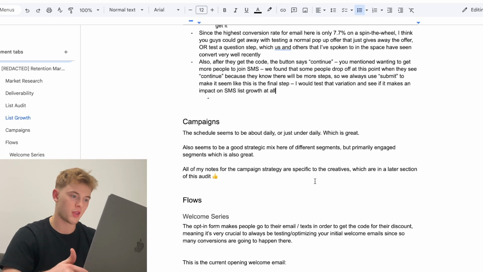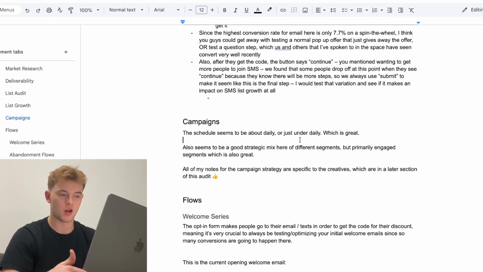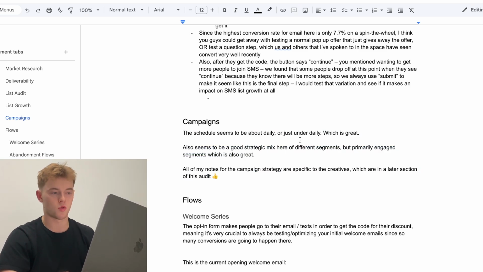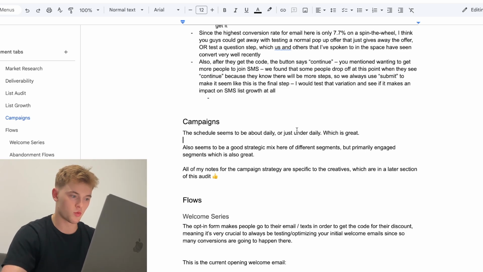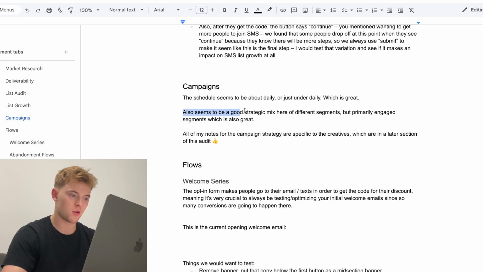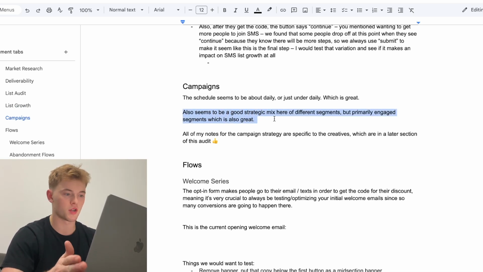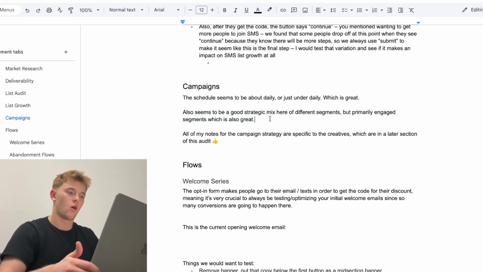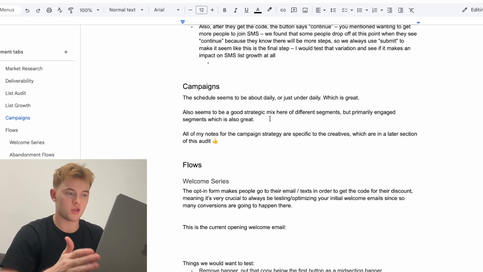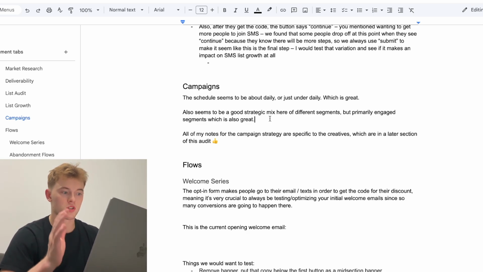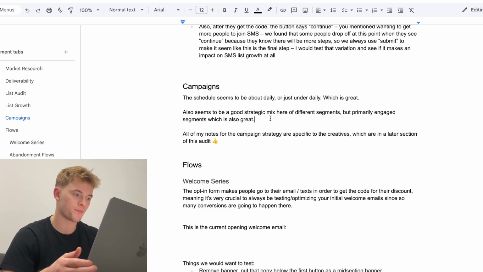All right, now moving on to campaigns. This part was pretty short because this wasn't really the main focus of this audit. The main focus was on the flows, which we're about to get into. The schedule for them was about daily, or just under daily, and seemed to be a good strategic mix of different segments, but they're primarily focused on their engaged segments, which is of course a great thing to be doing. All of my notes for the campaign strategy in terms of what we wanted to update were specific to the creatives, which are in a lower section of this audit.